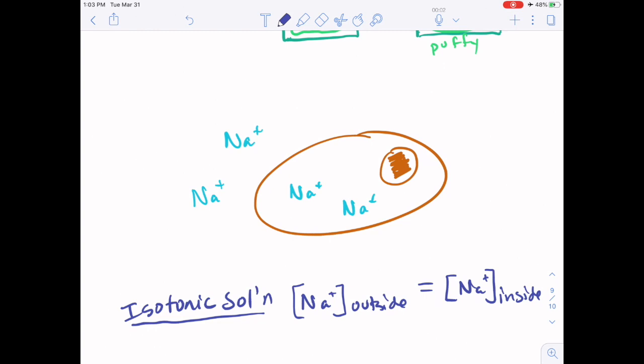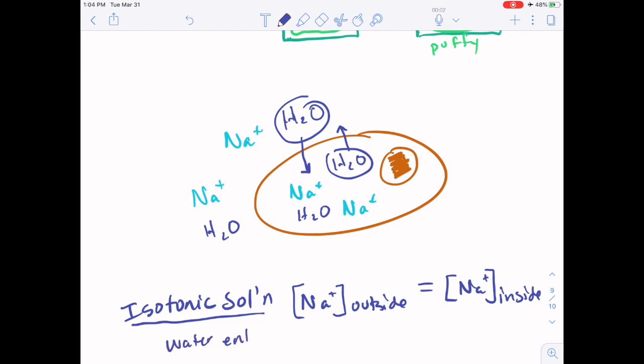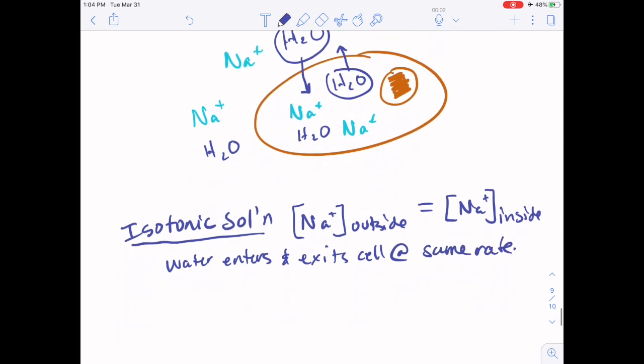There we go. And what happens here is, well, there's water inside the cell in the cytoplasm, and there's water out here in the cellular environment. And the thing is, water will basically exit the cell at the same rate as water enters the cell. So water enters and exits the cell at the same rate. So we'd say that the cell is at equilibrium.